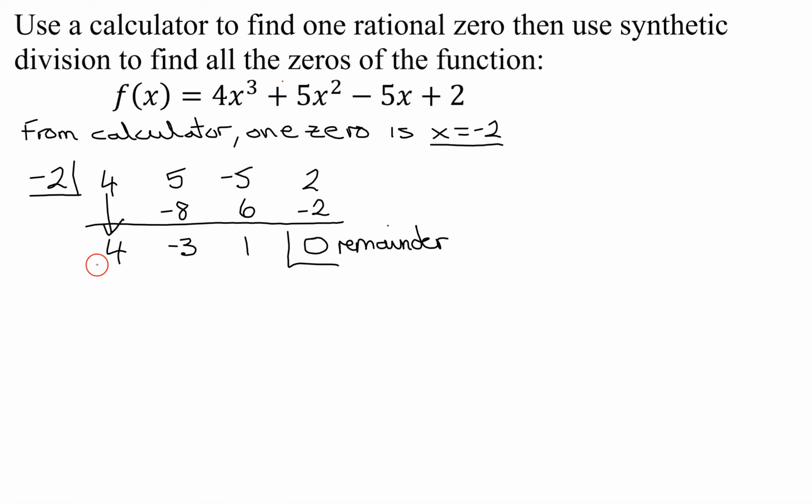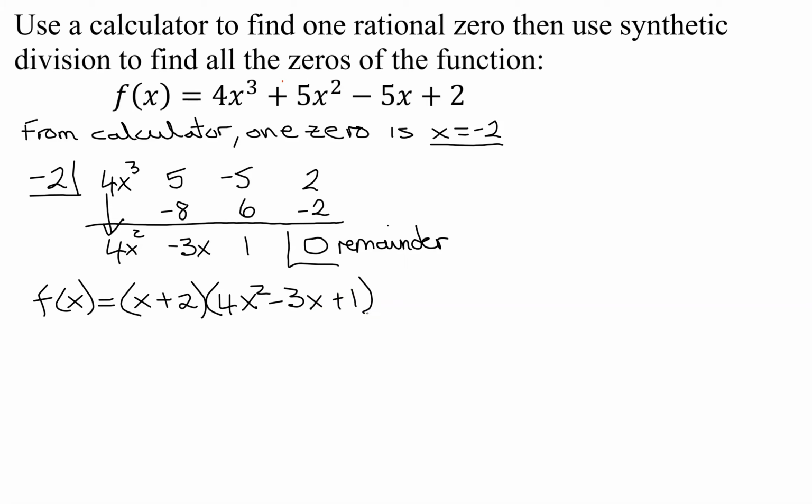And this is my resulting polynomial. Remember, this term was x cubed, so this is going to be x squared, x, and a constant. So my resulting polynomial is going to be, well, let's see, I can write f of x equals, if I want to write it in factored form, it's x minus a -2, so that's going to be x plus 2 times 4x squared minus 3x plus 1. So now to find the zeros, I already know this one's going to give me x equals -2. Now I need to set 4x squared minus 3x plus 1 equal to 0.